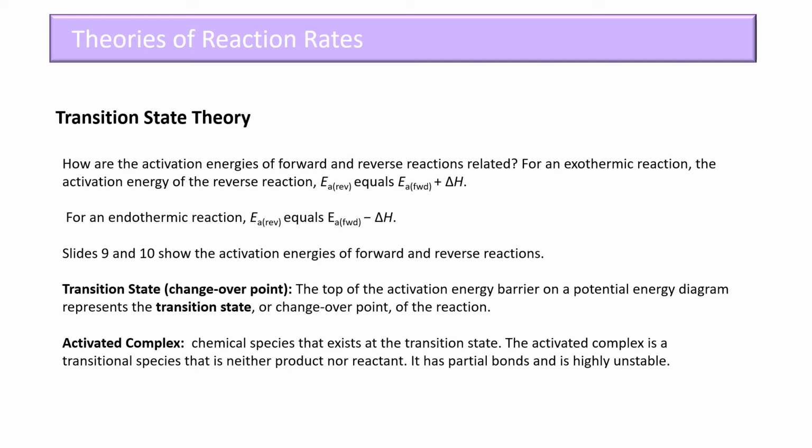Some definitions: transition state, changeover point. The top of the activation energy barrier on a potential energy diagram represents the transition state or changeover point of the reaction. The activated complex is the chemical species that exists at the transition state. The activated complex is a transitional species that is neither product nor reactant. It has partial bonds and is highly unstable.